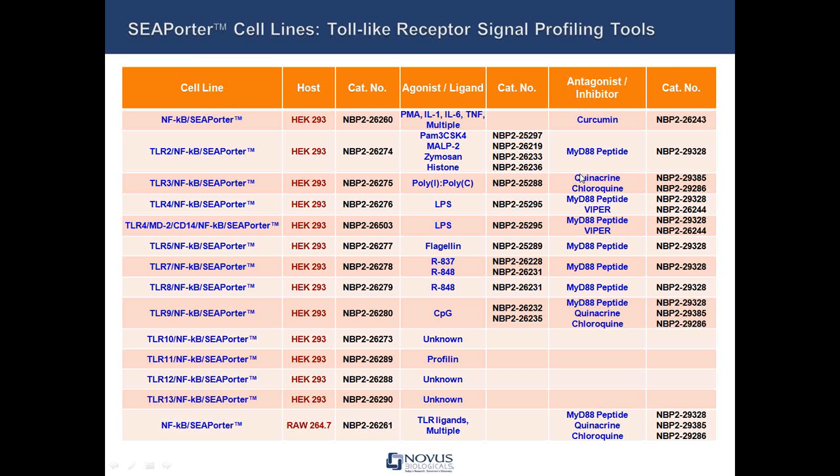We have 14 different SEAPorter cell lines covering toll-like receptor and NF-kappa B SEAPorter targets. And then we also have agonist and antagonist products related to SEAPorter cell lines, including toll-like receptor ligands and antagonists such as NF-kappa B inhibitors, MyD88 inhibitory peptide, or some TLR inhibitory peptide or compound.